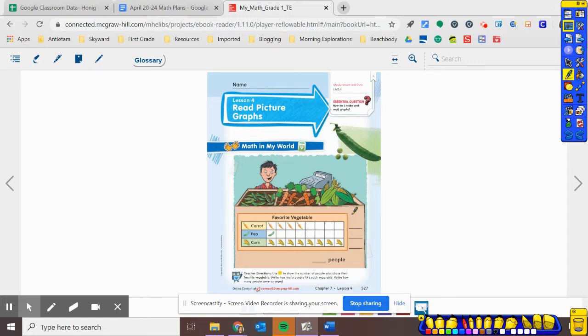So what we need to do is write down the totals for each of those things. And we're going to write these on those lines over here. Okay? So now we just need to count up how many people voted for carrot. Let's do the first one together. Ready? 1, 2, 3, 4 people voted for carrot. So I'm going to write a 4 on this line over here.